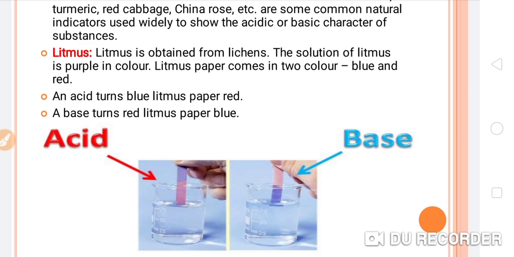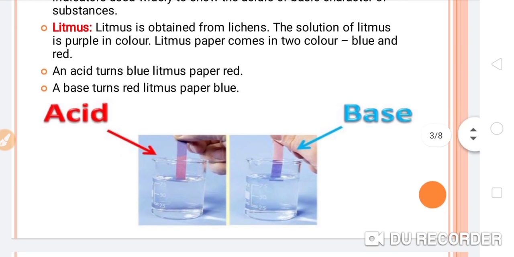So only and only if you use blue litmus paper with an acid, it will convert into red. Now next, if you have a basic solution and you use red litmus paper in that solution, its color will turn blue. So with the help of litmus paper, we can easily identify which solution is acidic and which solution is basic.